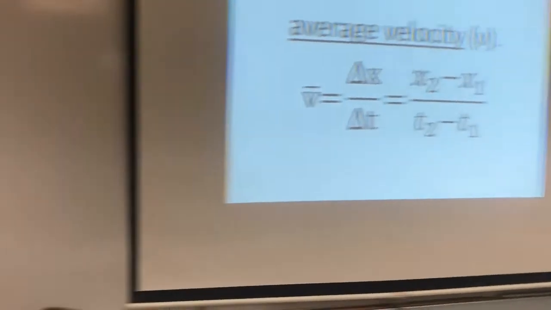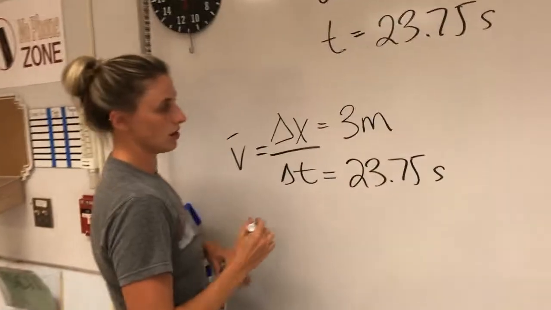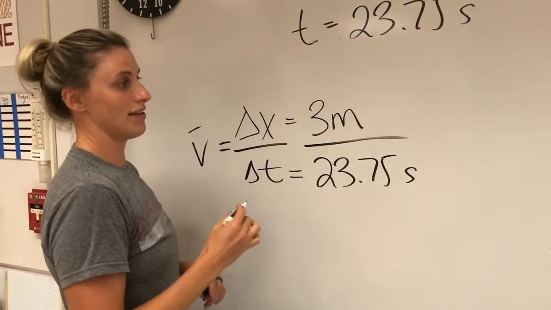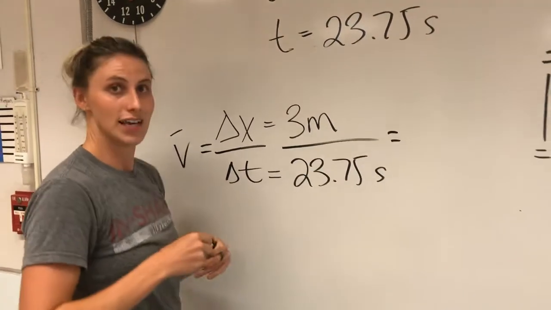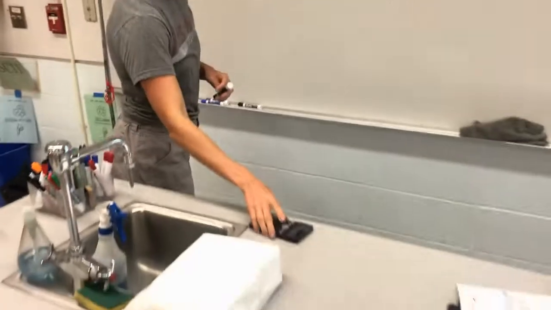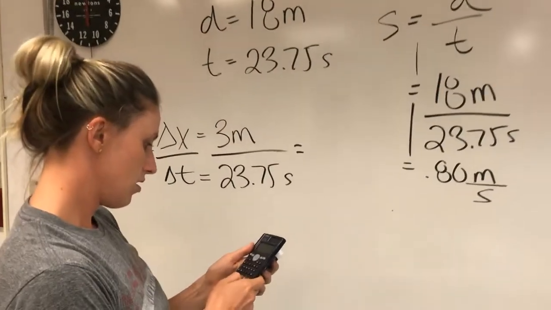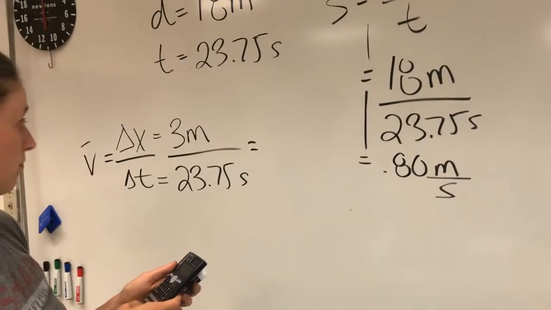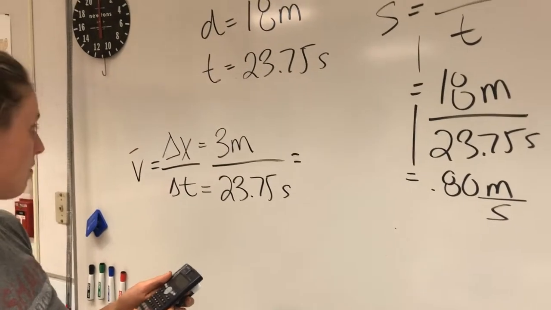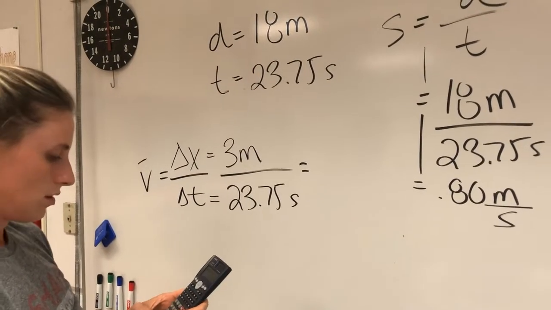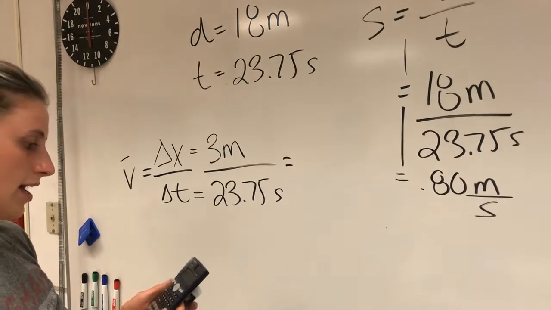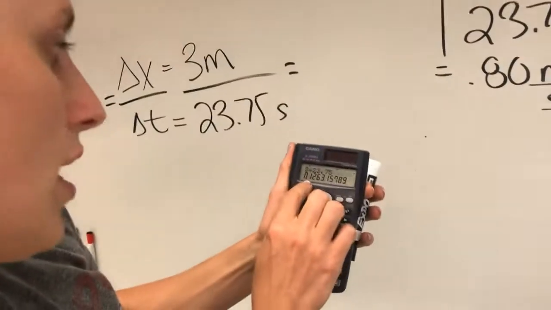So I have my average velocity equals this divided by this, which is the same thing as this divided by this. I can plug this into my calculator and get the answer. So I'm gonna go ahead and say, on button, here we go. 3 divided by 23.75, and I get point, I'm gonna call it 1.13.